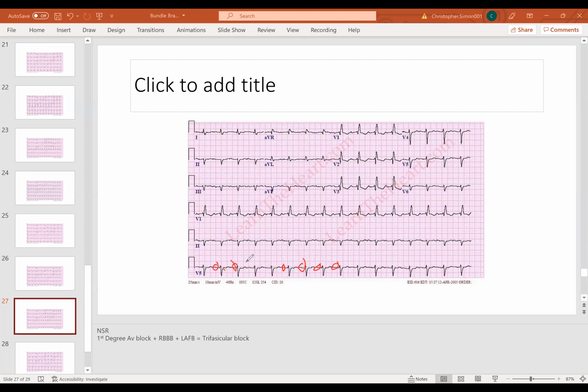Prolonged. So that's odd, right? So what do we call a prolonged PR interval? We call that a first degree AV block, right? So this guy's got a first degree AV block. It's also got some wide QRS stuff going on.